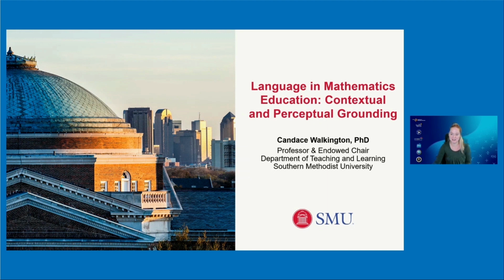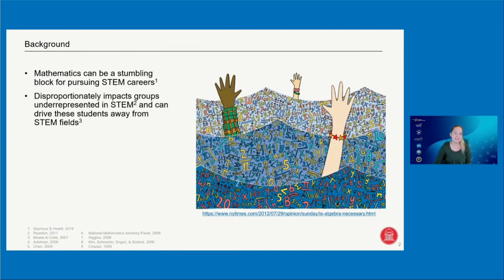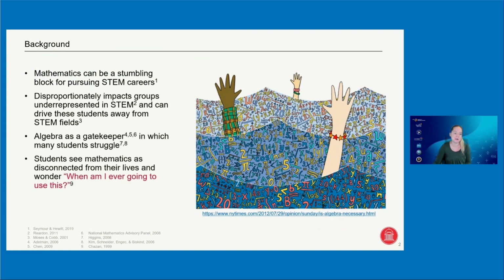Now, let's get started. Mathematics can be a stumbling block for pursuing many STEM careers, and these issues disproportionately impact groups underrepresented in STEM and can drive these students away from STEM fields. Algebra, in particular, has been identified as a gatekeeper in which many students struggle. Students often at this age see mathematics as disconnected from their lives and wonder, when am I ever going to use this? And issues of language are really central to these difficulties. So that's what I'm going to be talking about today.